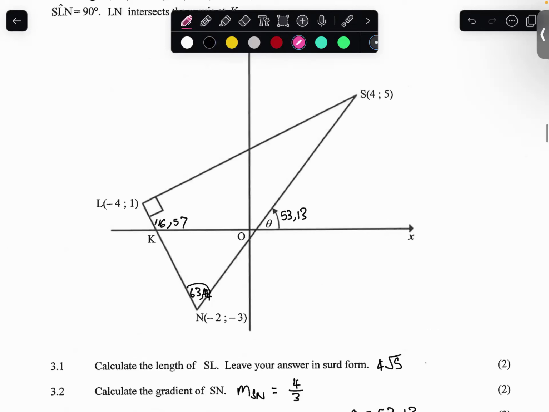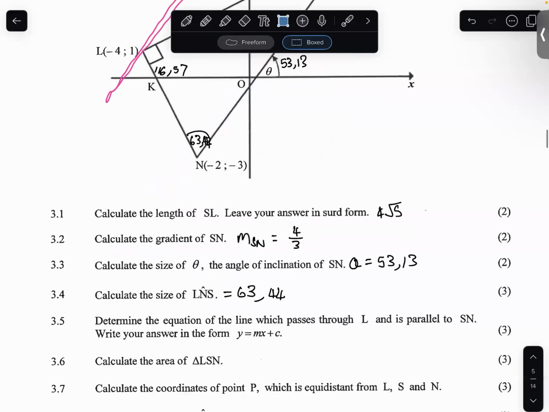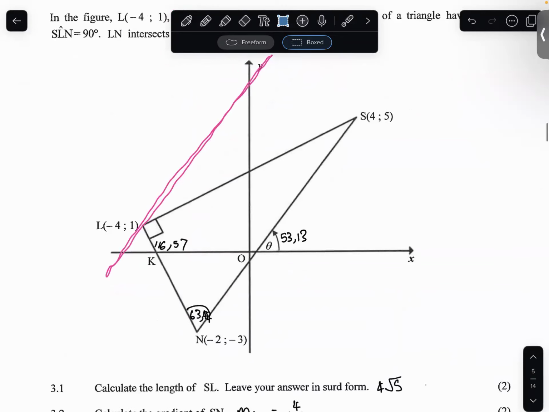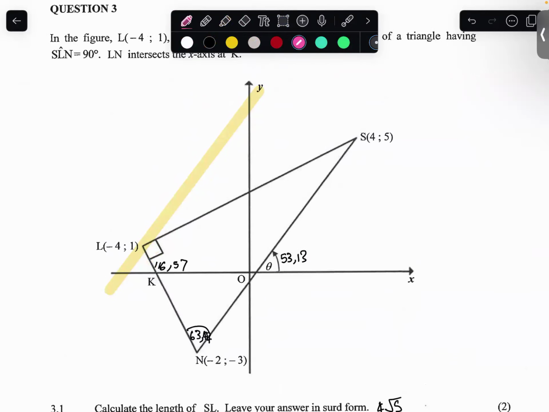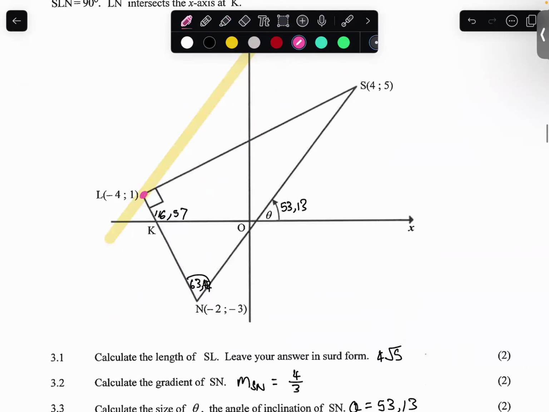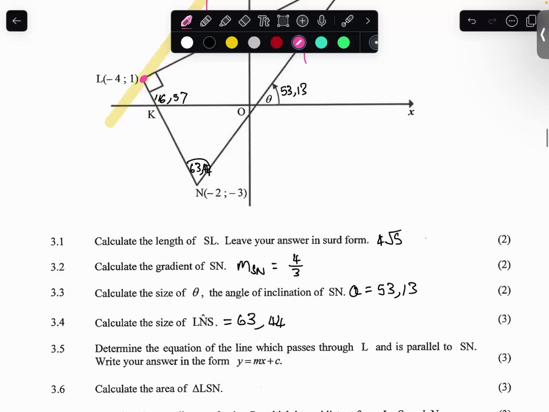Okay. Then it says, determine the equation of the line which passes through L and is parallel to SN. So here's what I want you to do. I want you to draw a line on SN. And in your mind, you need to move this line so that it passes through L. Right. So this line that we just drew is parallel to SN, right? And it passes through L, right? Write down the equation of that.